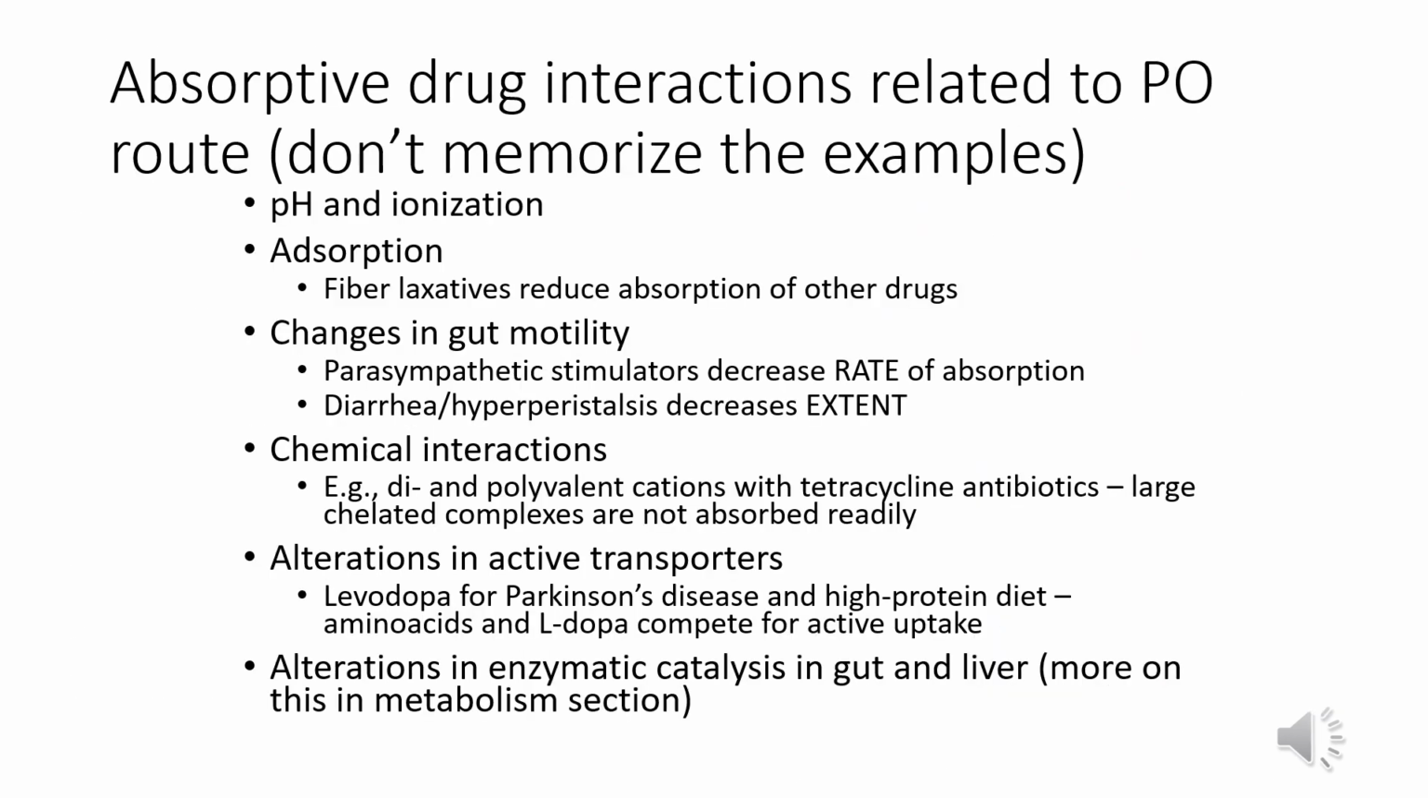This slide depicts several of the many ways that drugs can interact at the level of oral absorption. Please don't memorize the examples, but you should know that pH and ionization interactions may occur. For example, when you take an antacid, there may be adsorption, changes in gut motility, chemical interactions, alterations in active transporters, and alterations in enzymatic catalysis in the gut and the liver. We'll be talking about that a lot more soon.